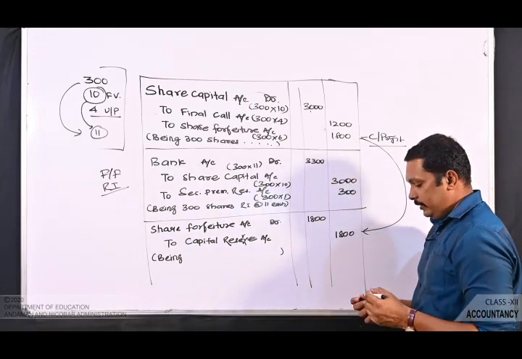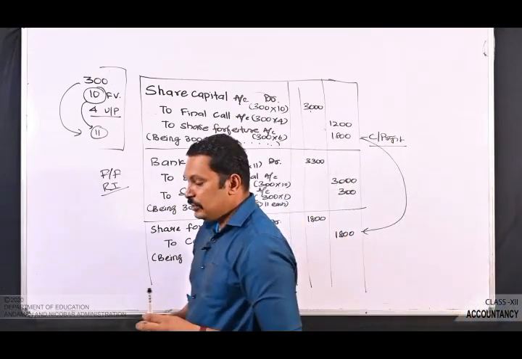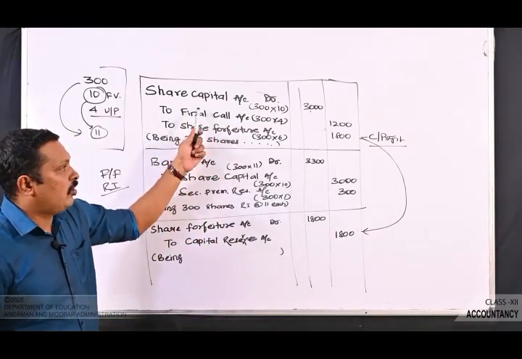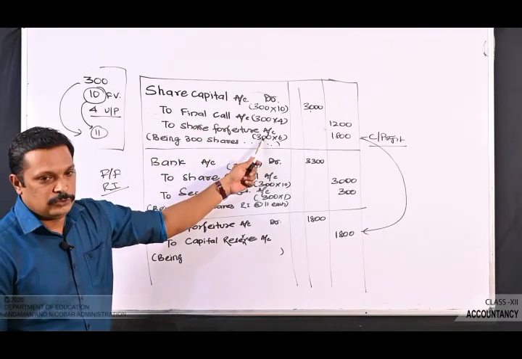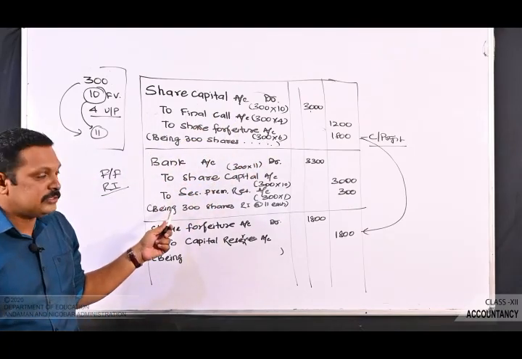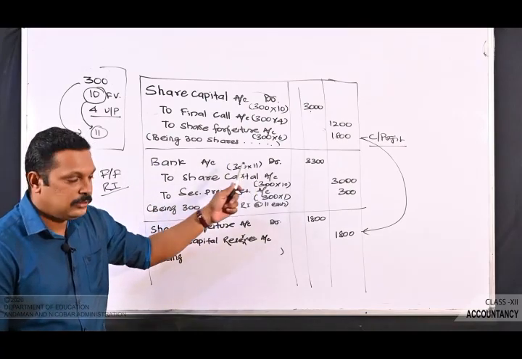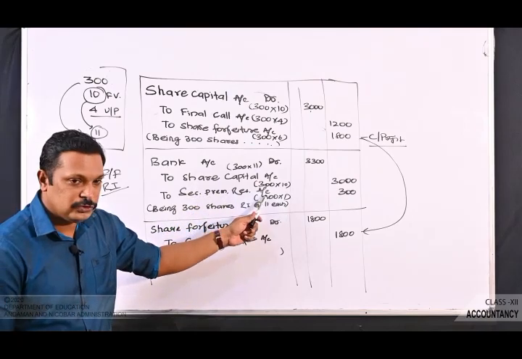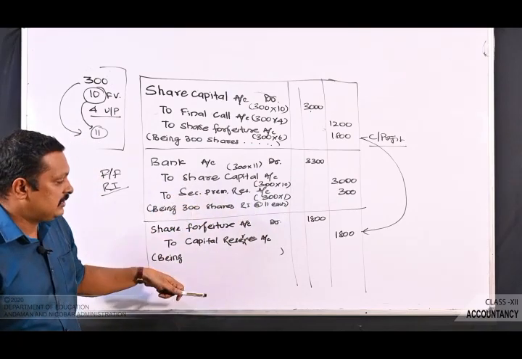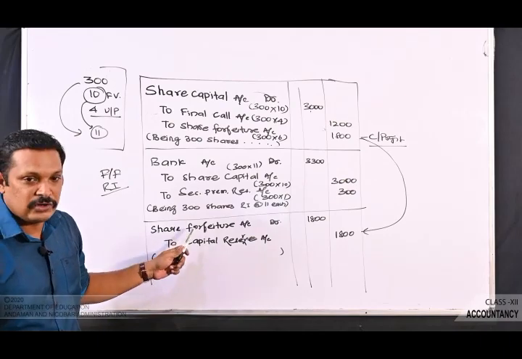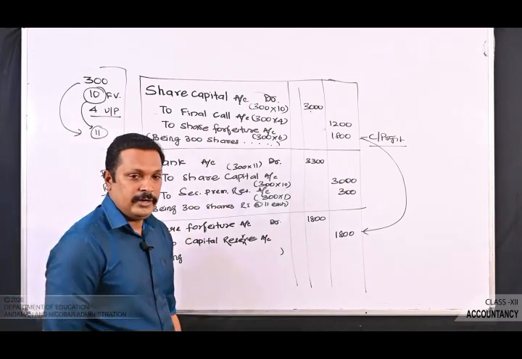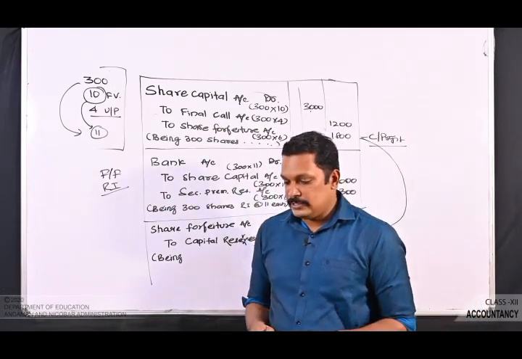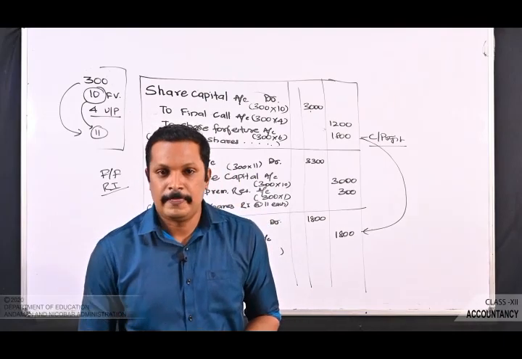Clear? Once again, repeat the entry. Share capital account debit to unpaid call, that is final call account, to share forfeiture account. After that, we reissue the shares: bank account debit to share capital account, to securities premium reserve account. And the third entry is share forfeiture account debit to capital reserve. So these are the 3 entries for forfeiture and reissue. This is what the first question is concerned with.